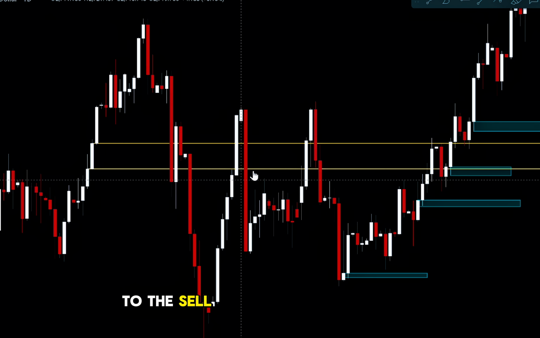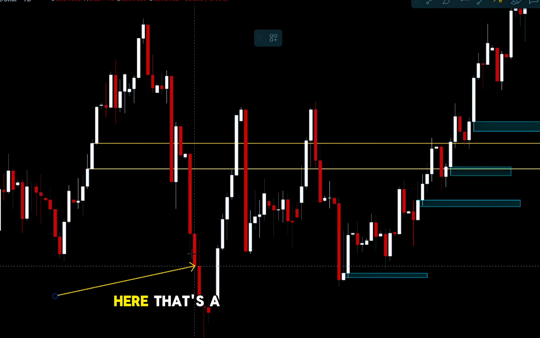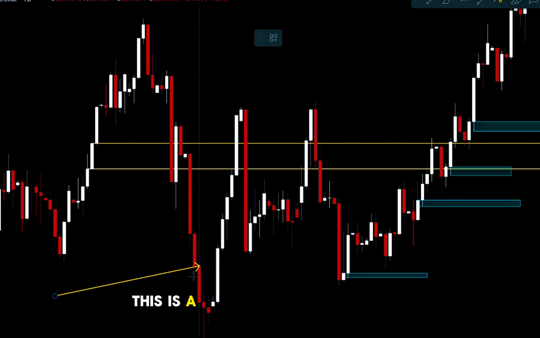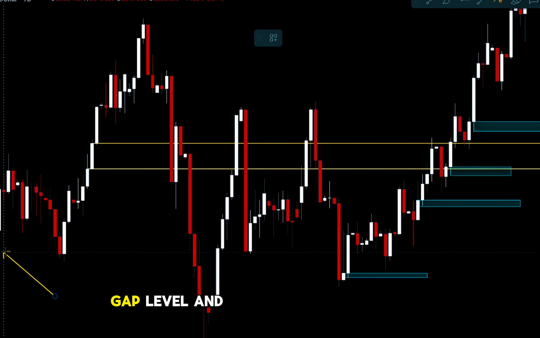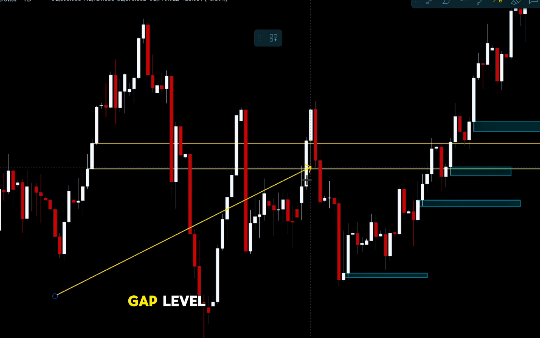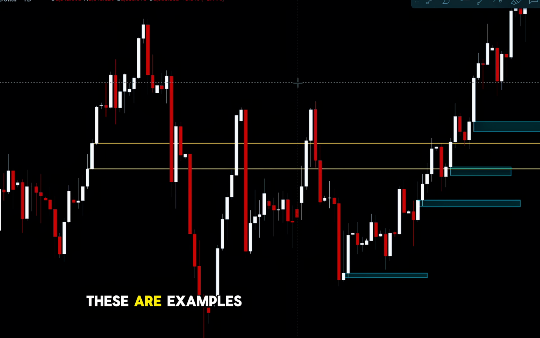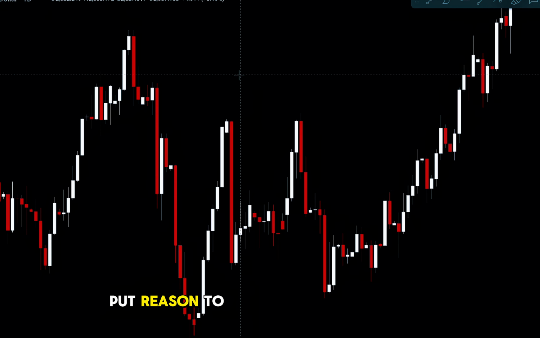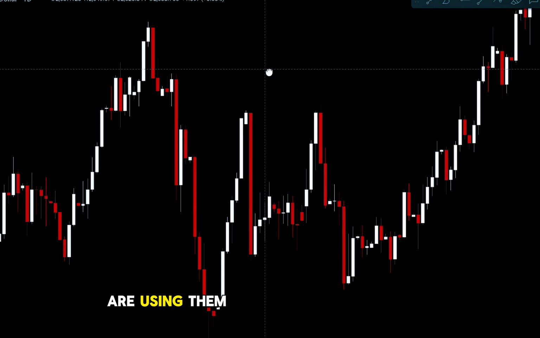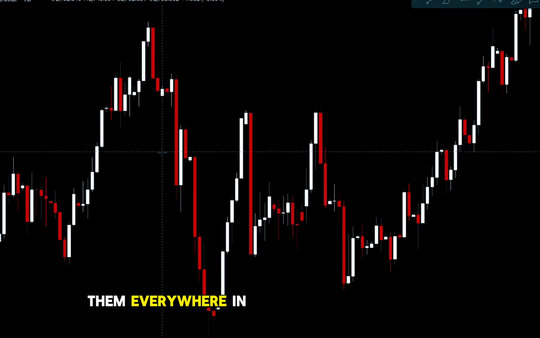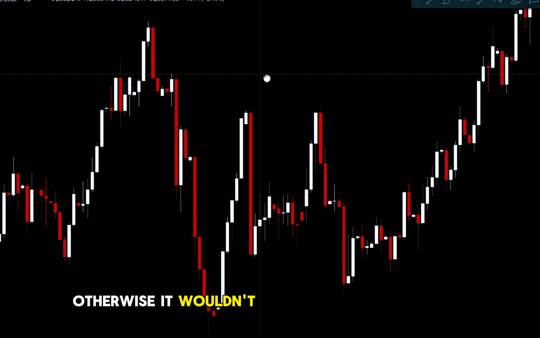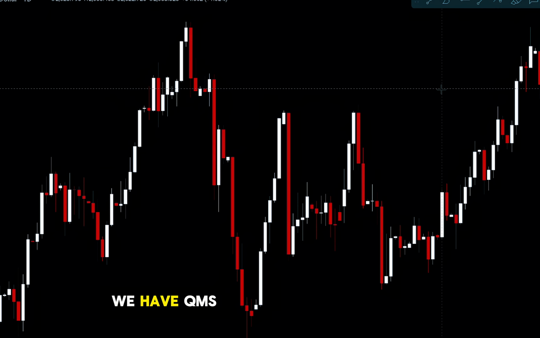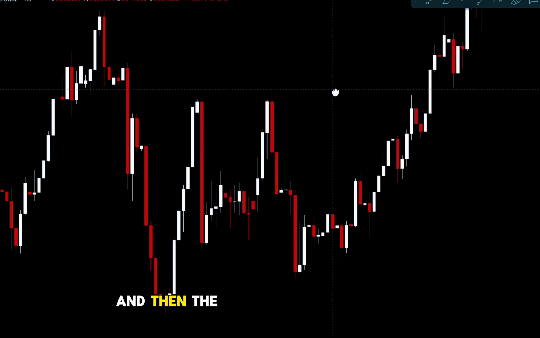If we come to the sell side here, we can see here that's a gap level. This is a gap level. This is a gap level, and this is a gap level. So these are examples of them in the chart for you to see. When we have to use them, we have to put reason to them why we are using them, not like how you are seeing them everywhere in the chart. Otherwise, it wouldn't make any sense. So we have QMs and then the breakout levels.